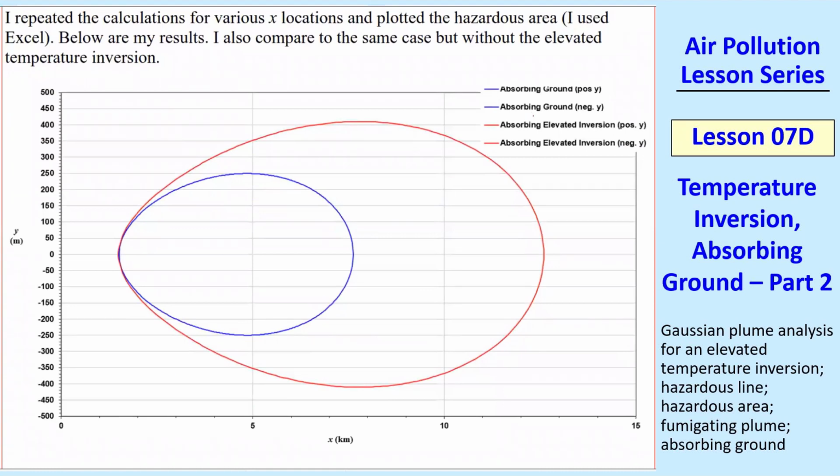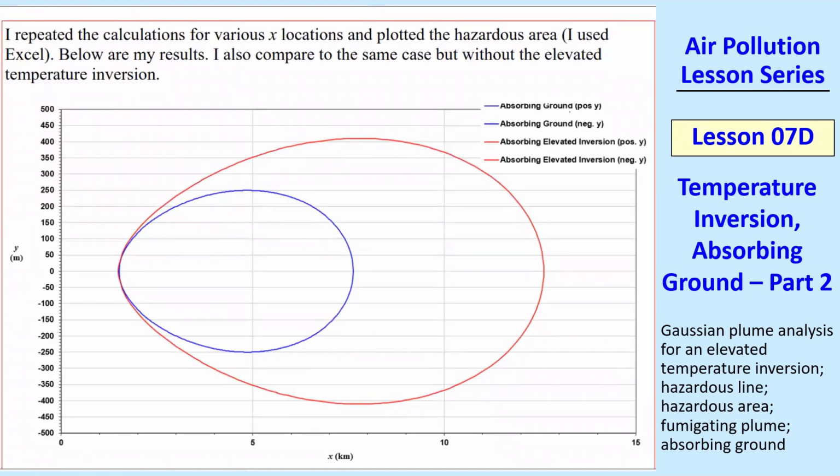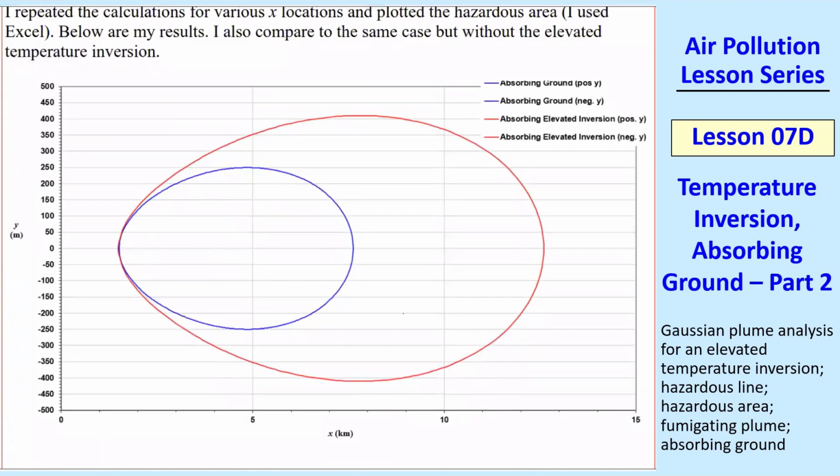And I see now my legend got cut off at the top a little bit, but you can still read it. Sorry about that. Actually, for comparison, I also compared to the same case, but without the elevated temperature inversion, which we had previously. Before we added any temperature inversion, we just had an absorbing ground. That's the blue one. The blue one is the case with no temperature inversion, and it's a class D, so they're both class D. And this is what we get now with the elevated temperature inversion. And so you can see it looks like an egg within an egg.